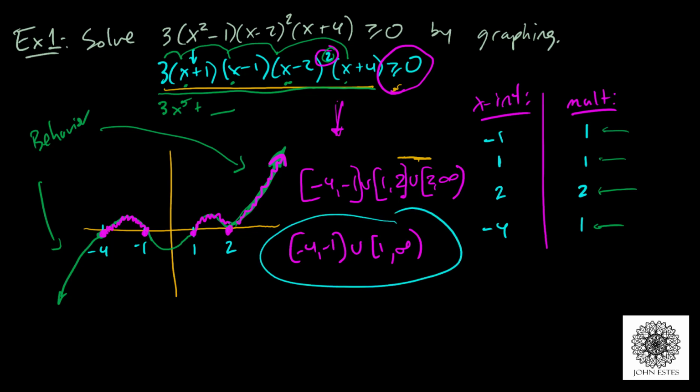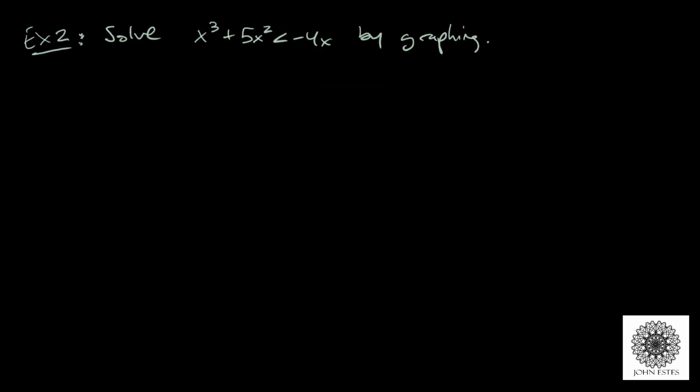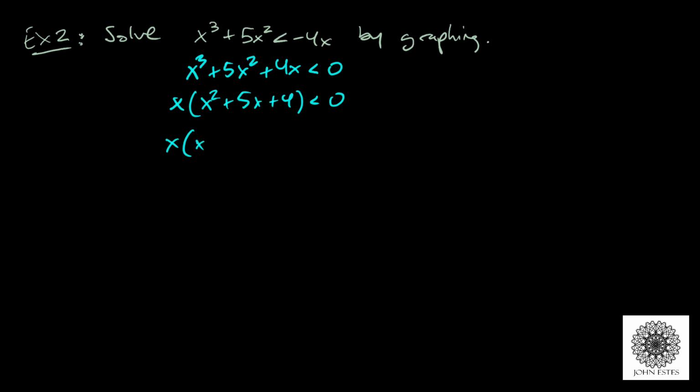Let me show you one more, and hopefully this is making sense. Okay, now in example 2, we want to solve x cubed plus 5x squared minus 4x by graphing. And this time, I don't have a 0 on one side of my inequality. So remember, I need to get 0 by itself. So I'm going to have x cubed plus 5x squared, let's bring over to get a plus 4x less than 0. From there, remember, once I get a 0 on one side, I need to factor. And here I can factor by taking an x out of everything. And when I do that, I have x squared plus 5x plus 4. And I can factor that as well, because two things that multiply give me 4 and add to give me 5. How about 4 and 1? Okay, and there it's factored.